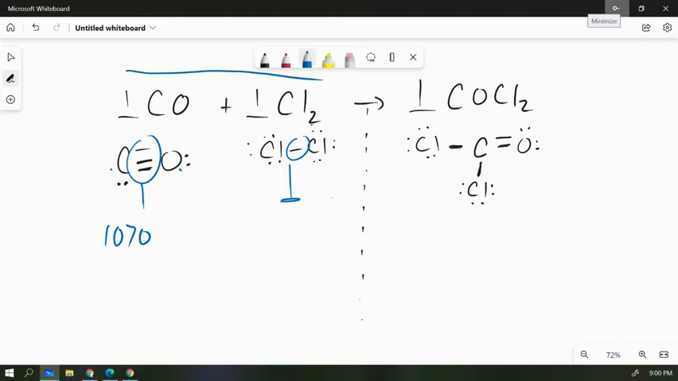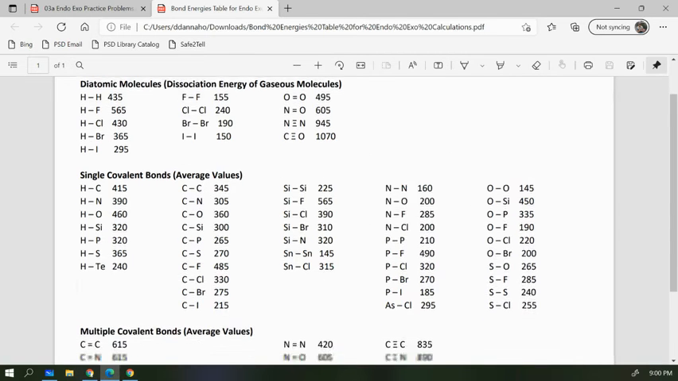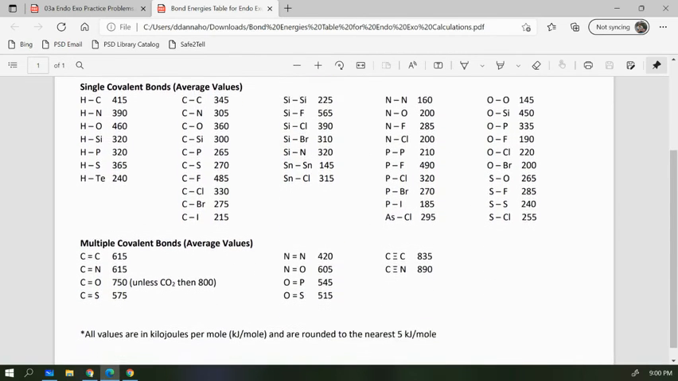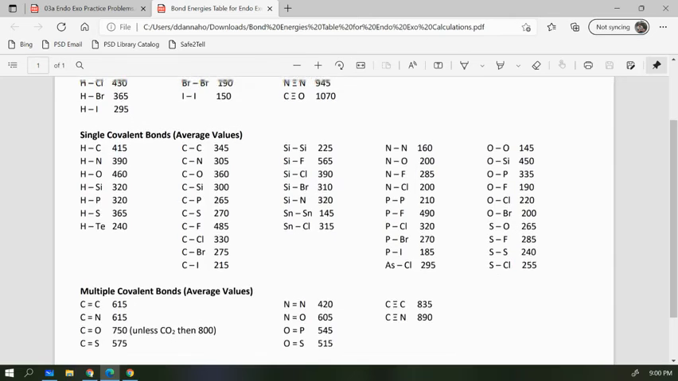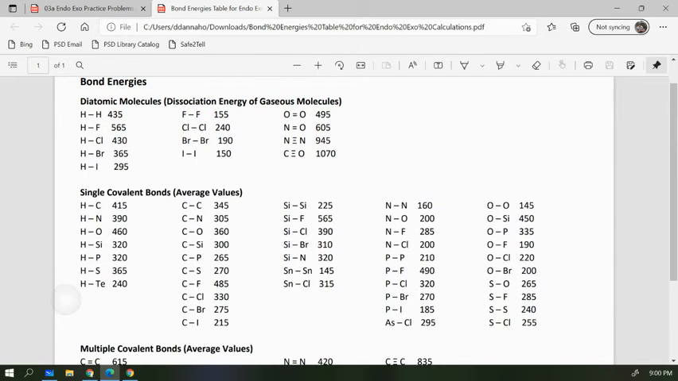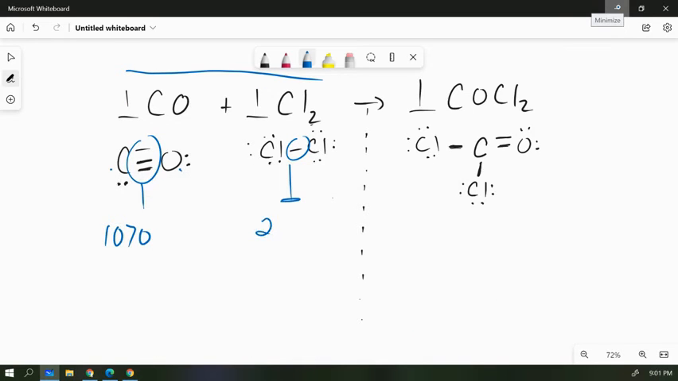And then we need to look for our chlorine-chlorine single bond. Where are you? Oh, here it is, right here, 240. So 240, we only have one of those. Remember, if our coefficients weren't 1 up here, we would have to account for more than one of each of these molecules. But they're only 1, so we have one of each, and we only have to count the bonds in each one of those.